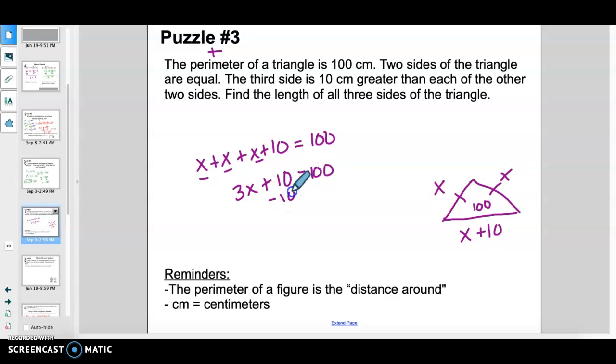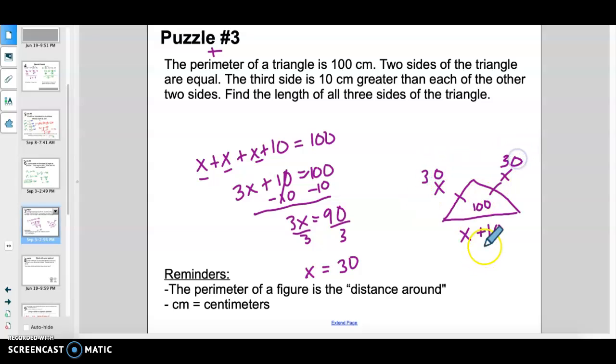We subtract 10 on both sides. We've got 3x equals 90. And then if we divide by 3, we find out that x equals 30. So what that tells me is that two sides of the triangle are 30. And then the final length of the triangle is going to be 30 plus 10, so the final side will be 40.